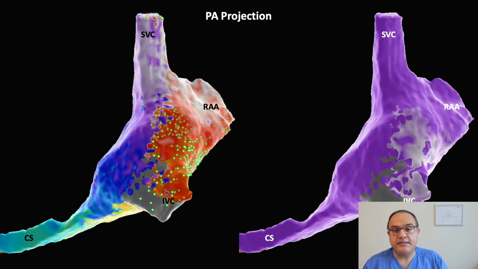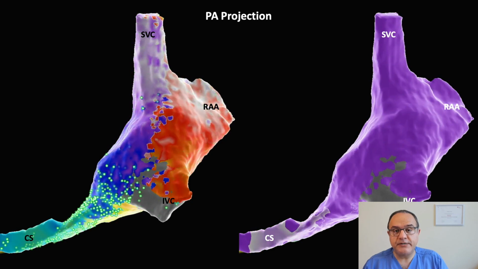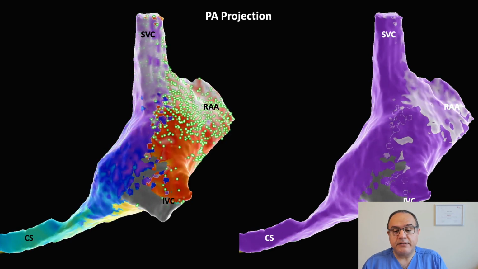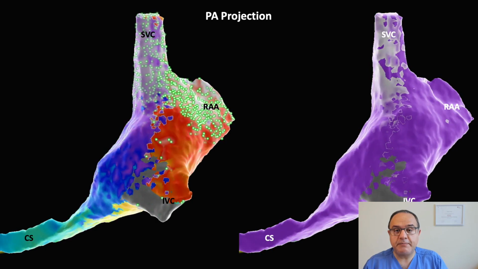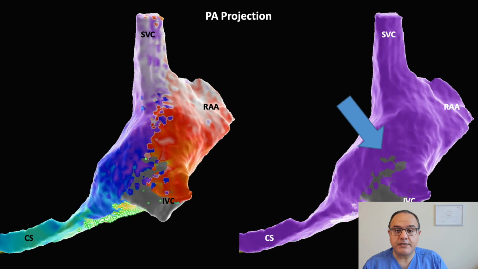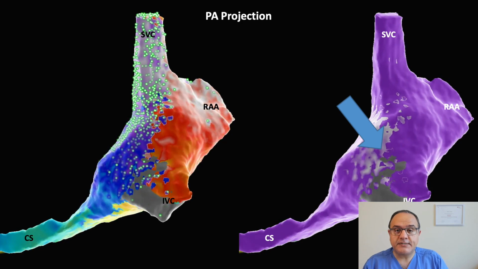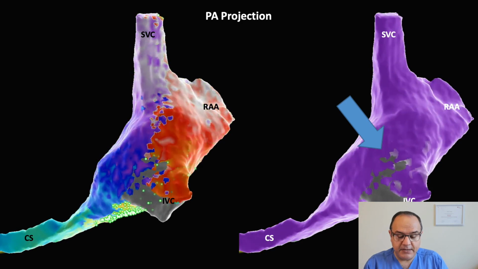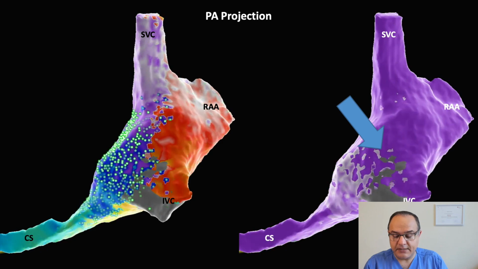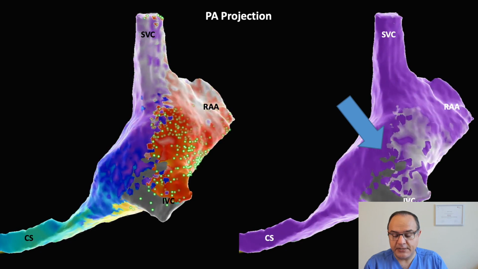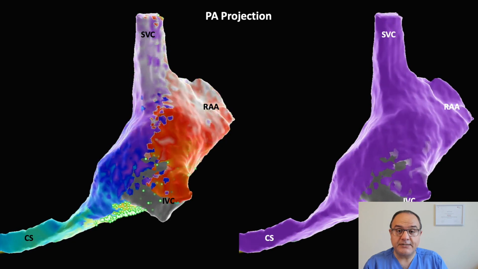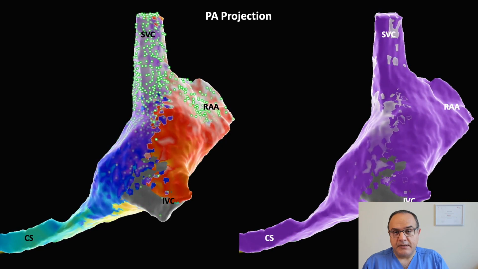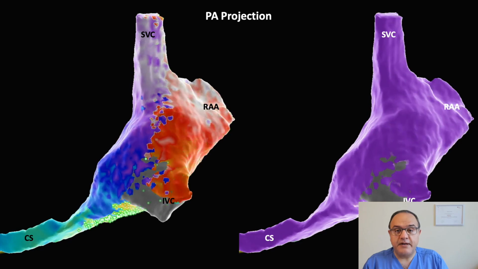Here, as I said, we see the posterior anterior view, again on the right side propagation mapping, and on the left side the sparkle mapping showing the line of block along the crista terminalis. And here we can see the crista terminalis on the right side. This is the location, and we can see the line of functional block, which, as I said, helps to sustain the circuit of this kind of tachycardia.